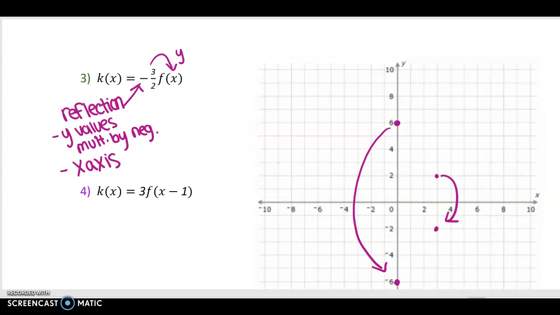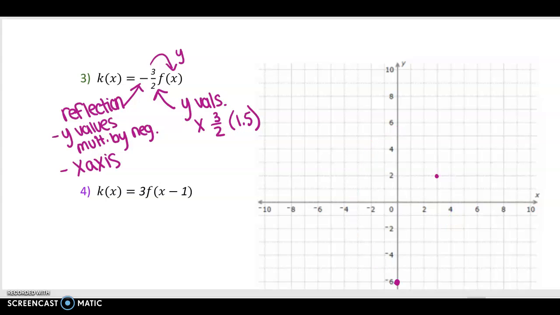The 3/2 then will do kind of the same thing. You're still multiplying the y values by 3/2. So if you're taking the y values and multiplying by 3/2, that's the same as multiplying by 1.5. So if I take a y value that's 6 and I multiply that by 1.5, that 6 is going to get bigger. Multiply that by 1.5, we're going to be at 9 now. So what this is going to do, if it's multiplying the y values, that's going up and down. This is a vertical stretch.